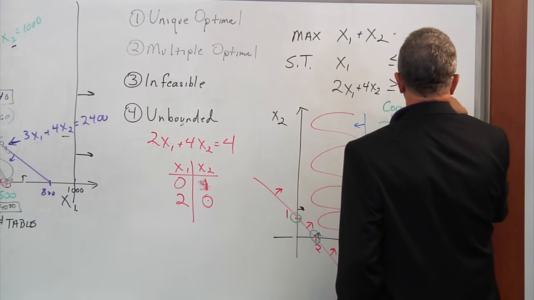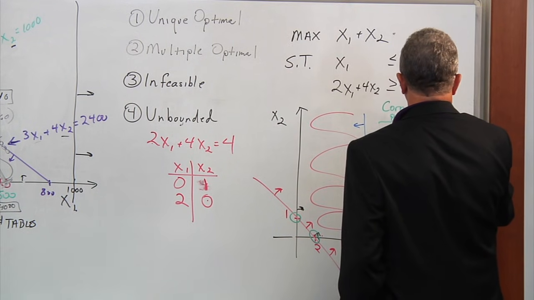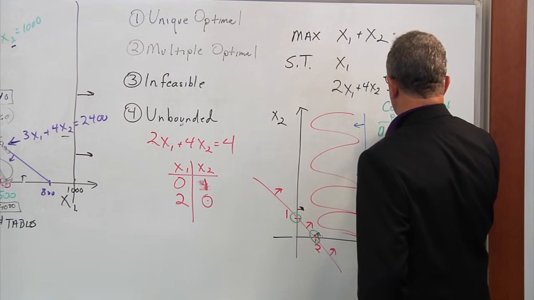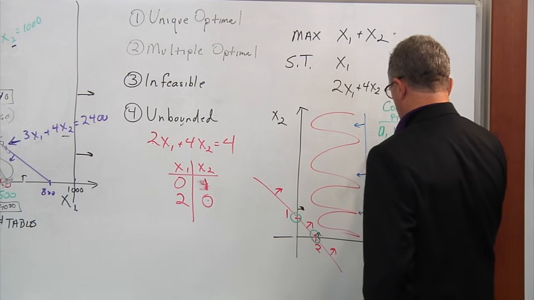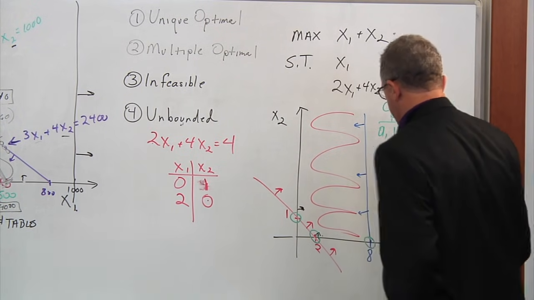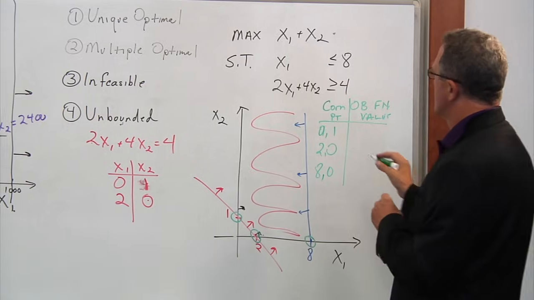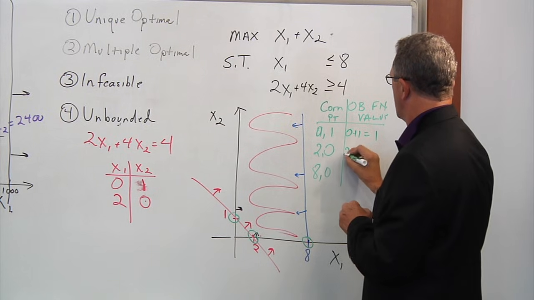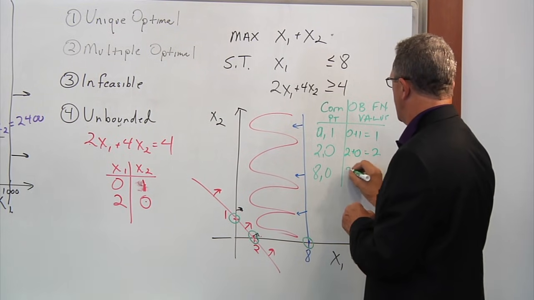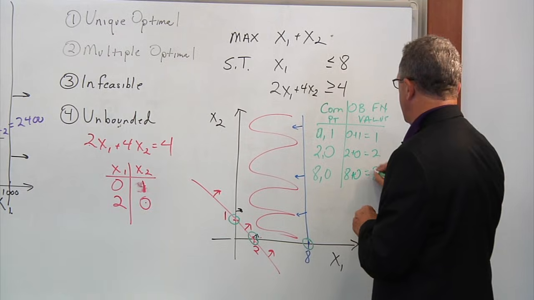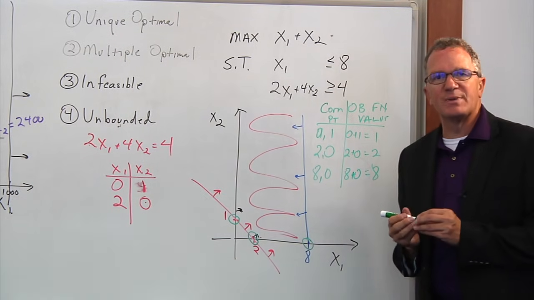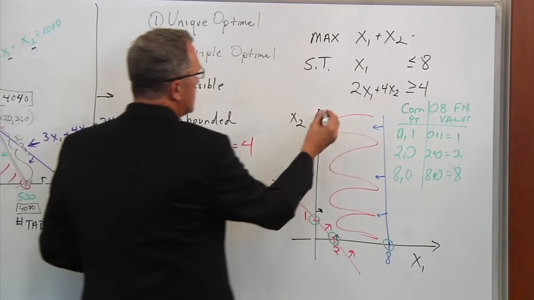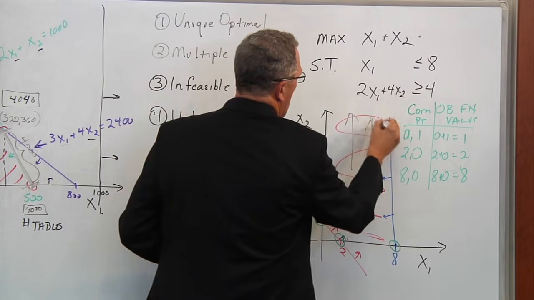and my objective function value. Corner points are at 0, 1, 2, 0, and 8, 0. x1 plus x2 is 0 plus 1 is 1. 2 plus 0 is 2. 8 plus 0 equals 8. I'm trying to maximize, so it would be 8. Except, notice there's no lid here. I can keep going this way.